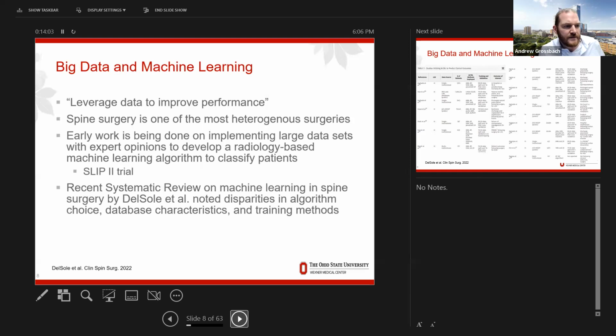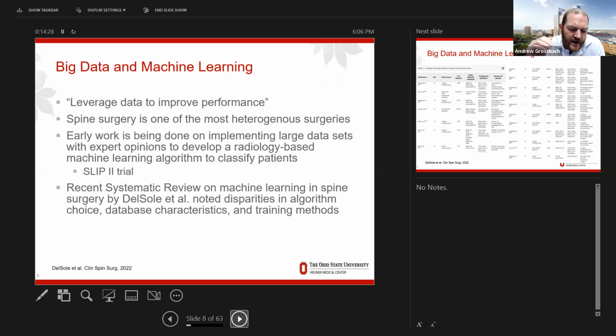So a little bit on big data, machine learning, artificial intelligence. Those are all buzzwords across medicine, across multiple spaces, and across spine surgery. Really, what it is, is trying to leverage data to improve performance, and in our case, to improve clinical outcomes and decision making. We know spine surgery is one of the most heterogeneous surgeries out there.